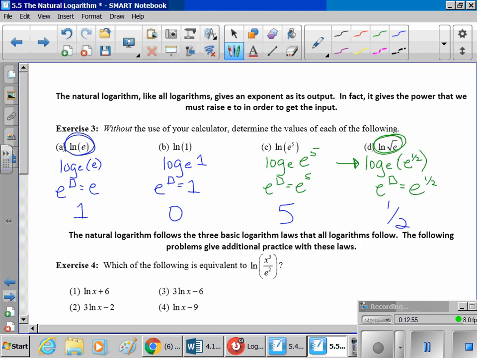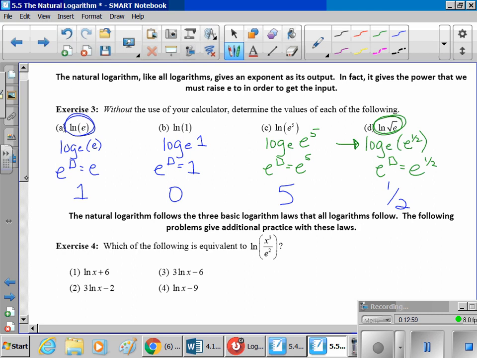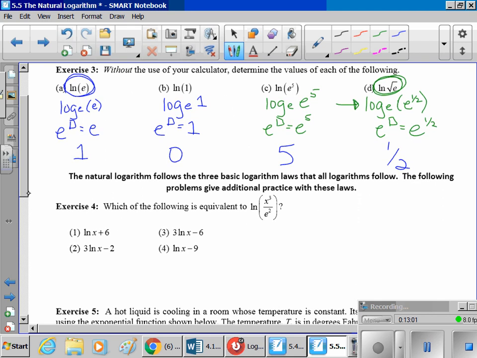Okay, so when we take a look at exercise 4, we're going to use the same laws that we've been doing before. Sorry, had a quick interruption there.